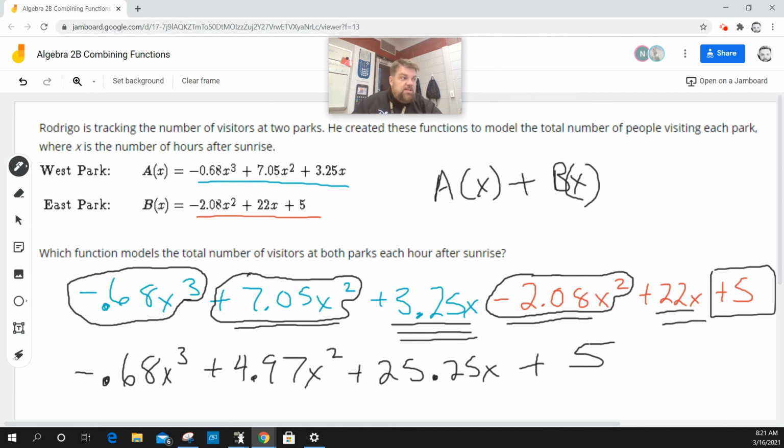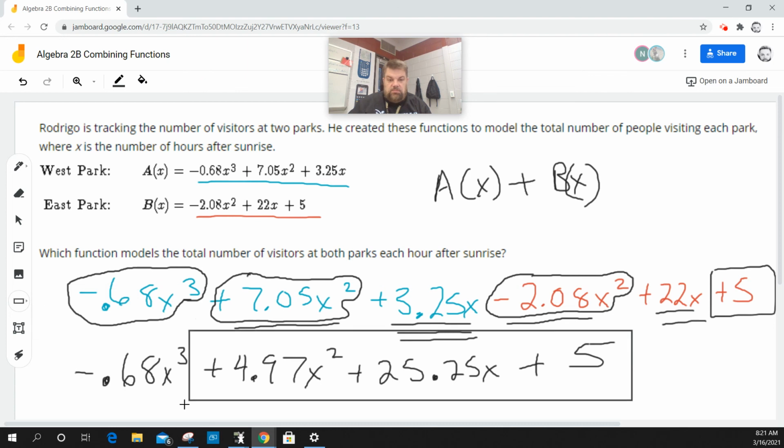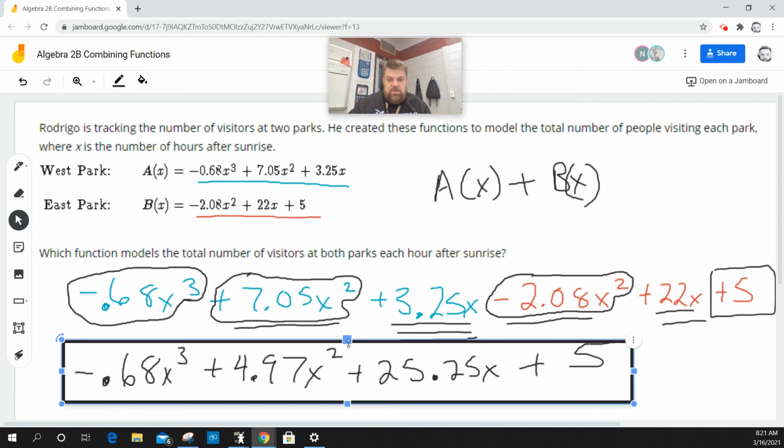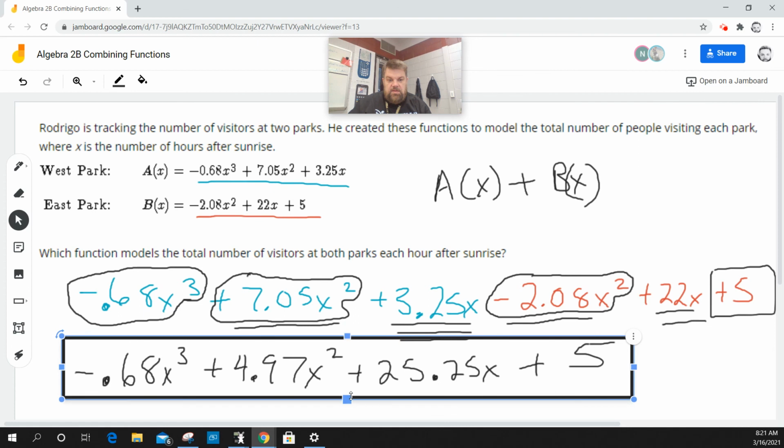So I think that's it. Let me double check here. Negative 0.68 x to the third, positive 4.97 x squared plus 25.25 x plus 5. Yep, that's the right answer. There's my answer. Ta-da.